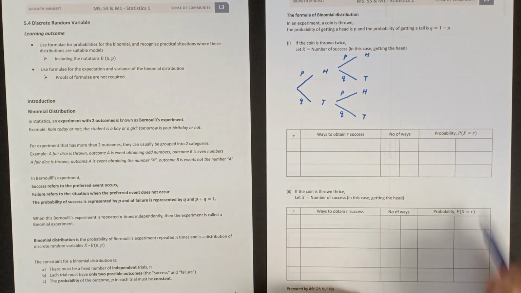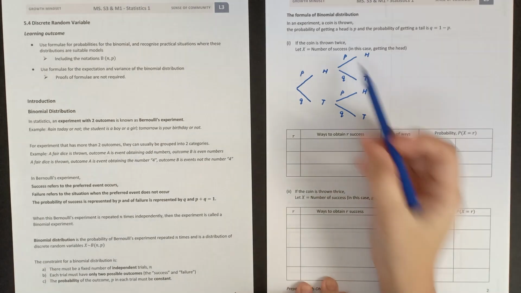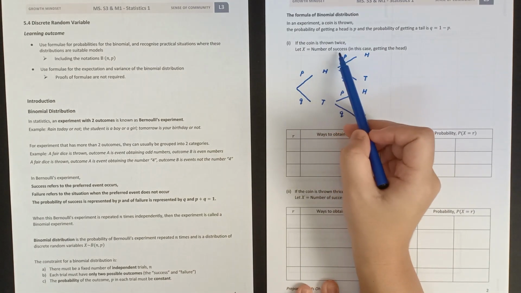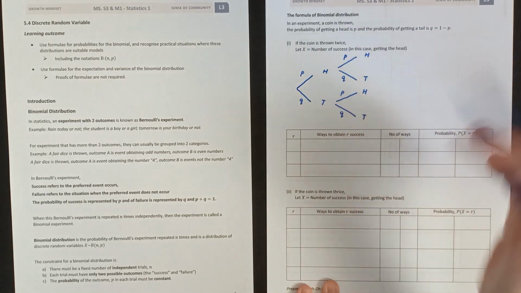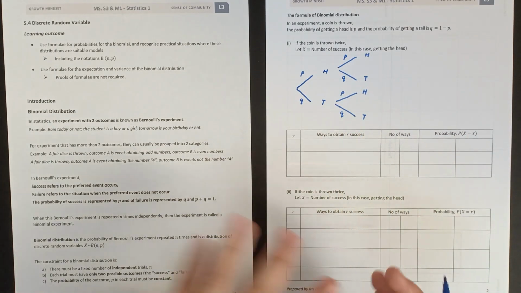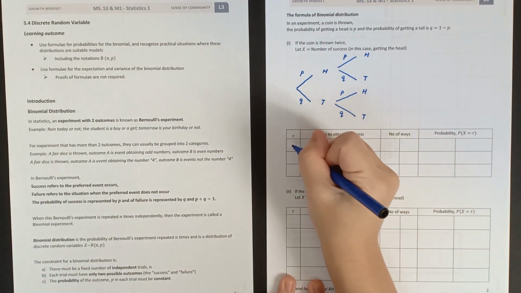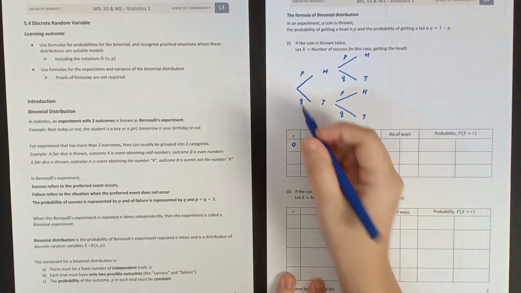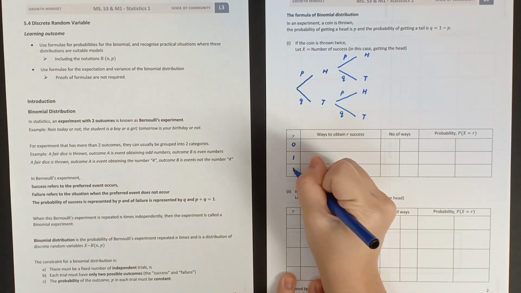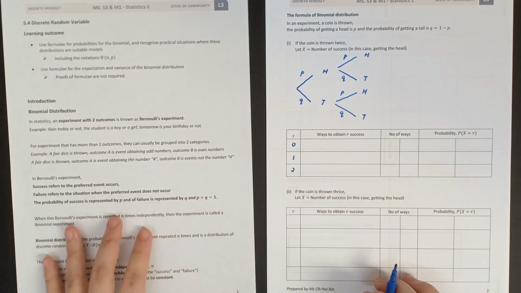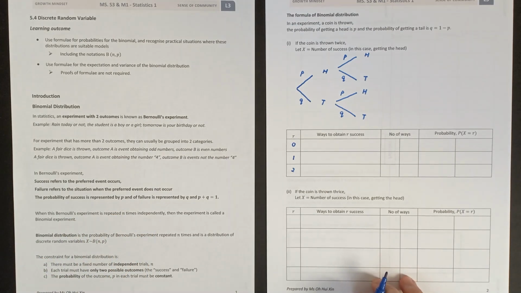Okay, now we do a bit of probability distribution, which you have learned previously. Let X be the number of successes, in this case the number of heads. What are the possible outcomes for X? Either you can have 0 heads, or 1 head, or 2 heads. Correct? So refer back to the probability distribution that you have learned before. These are the 3 possible outcomes.